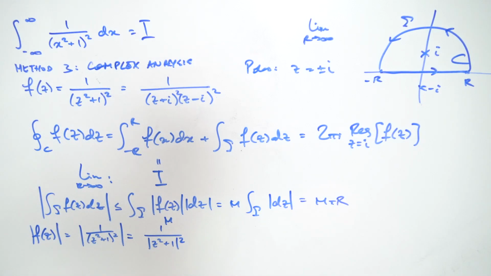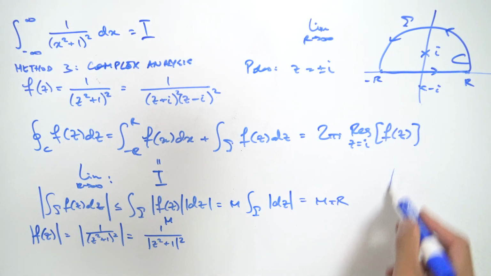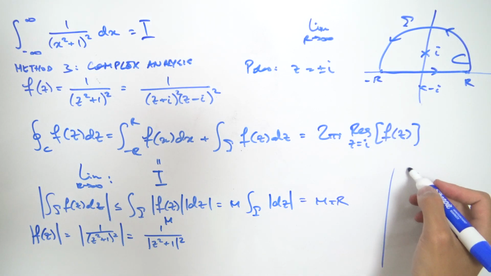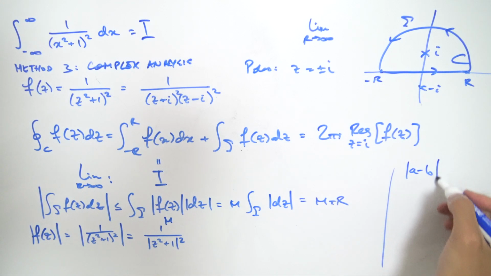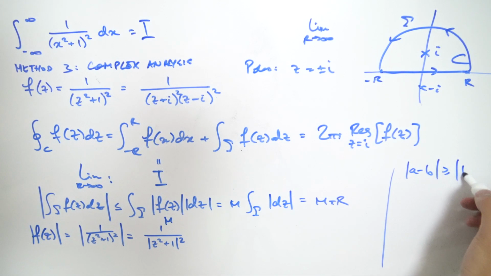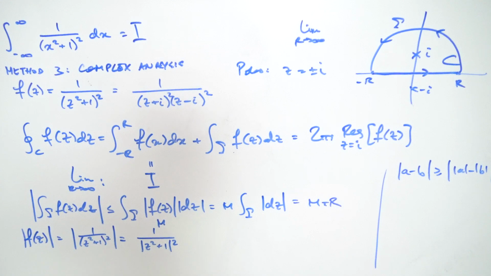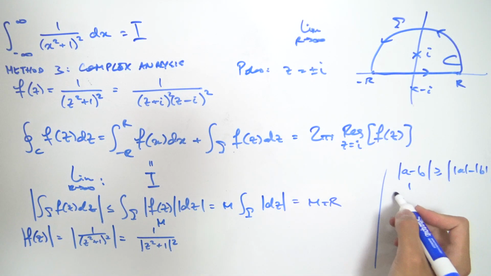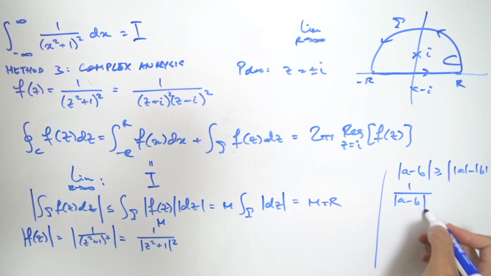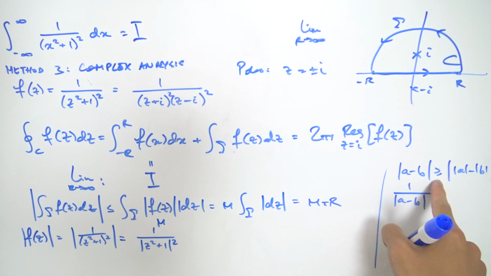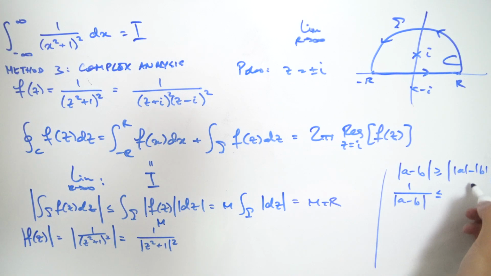And now we can use the reverse triangle inequality. I'll just write it over here. The reverse triangle inequality says that if we have the absolute value of a minus b, then that's greater than or equal to the absolute value of the absolute value of a minus the absolute value of b. And this is very nice, because we're taking a look at this from the denominator. So if we take the reciprocal of both sides, we have 1 over the absolute value of a minus b. Since we're reciprocating everything, we're switching the inequality sign, so this is less than or equal to 1 over the absolute value of a minus the absolute value of b.